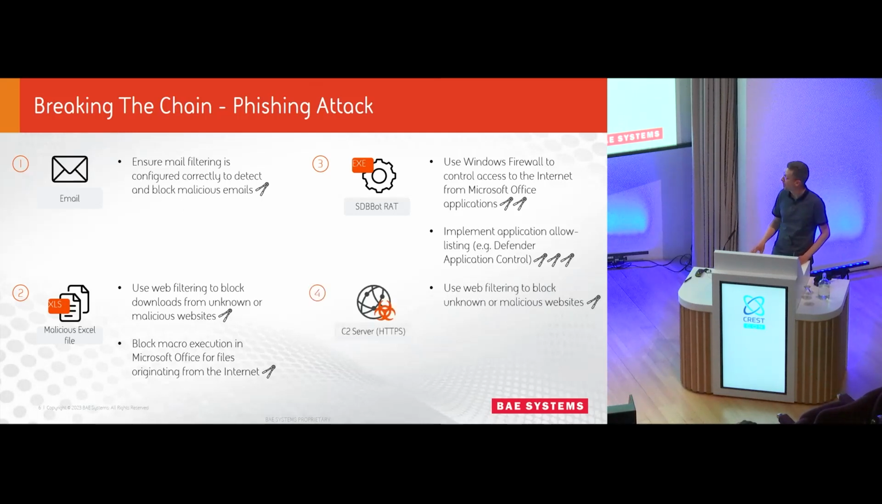And then the final bit, we've got the command and control channel going out from this remote access Trojan. So again, we could use web filtering to block those connections as well. A lot of the time we see attackers connecting out. They're not even using a domain name. They're just using an IP address to connect out. So blocking direct IP connections is quite a good recommendation as well to stop that command and control traffic from getting out.